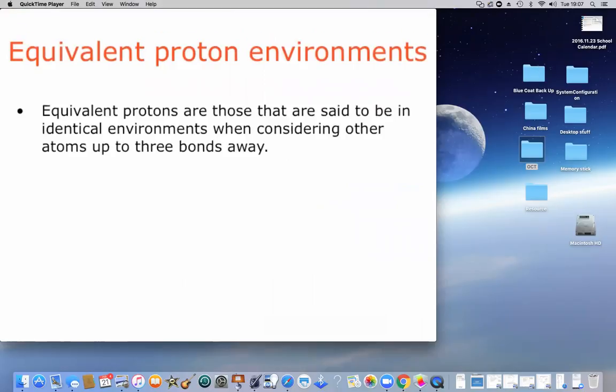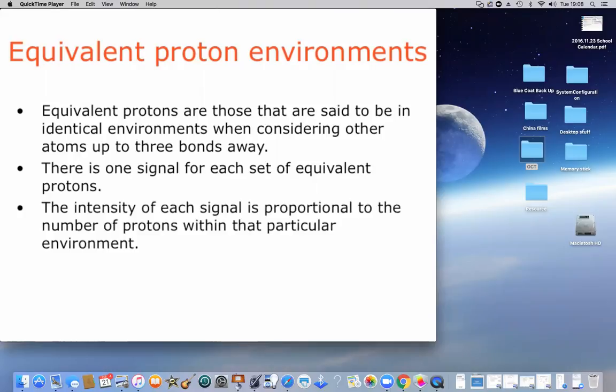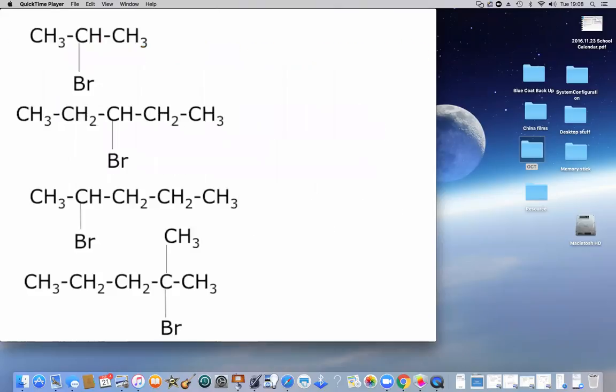So you need to be able to identify what we call proton environments, and particularly equivalent proton environments. Those are the ones that are said to be in identical environments when you consider all the other atoms up to 3 bonds away. And an equivalent set of protons produces one specific signal in NMR spectroscopy for protons. And the intensity of the signal is proportional to the number of protons within that particular environment. So it gives us some information on the nature of the molecule itself. So a couple of examples then, 4 examples in total. And I'd like you to work through this as I do this.